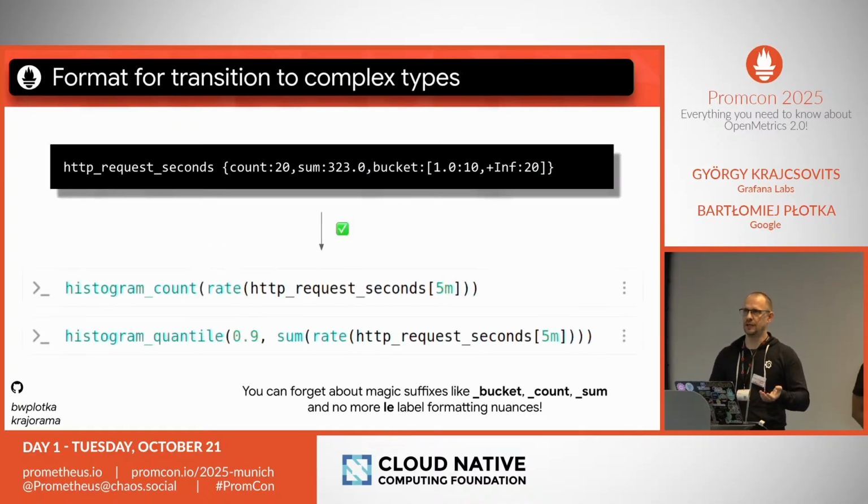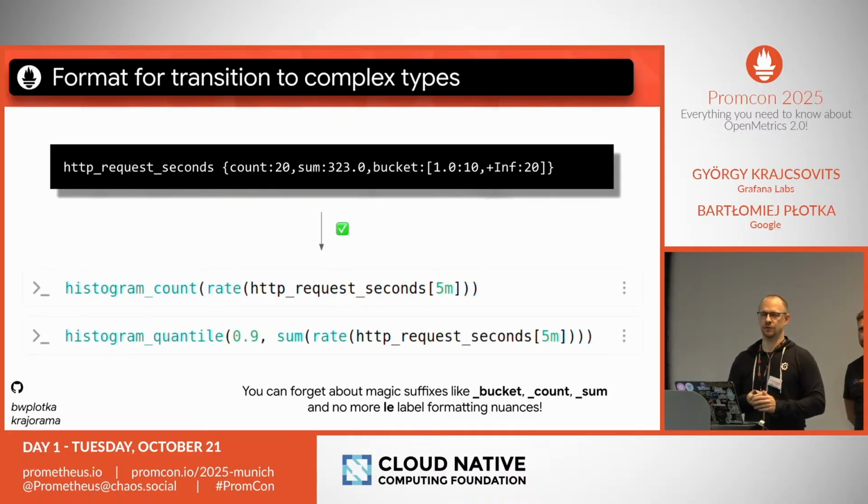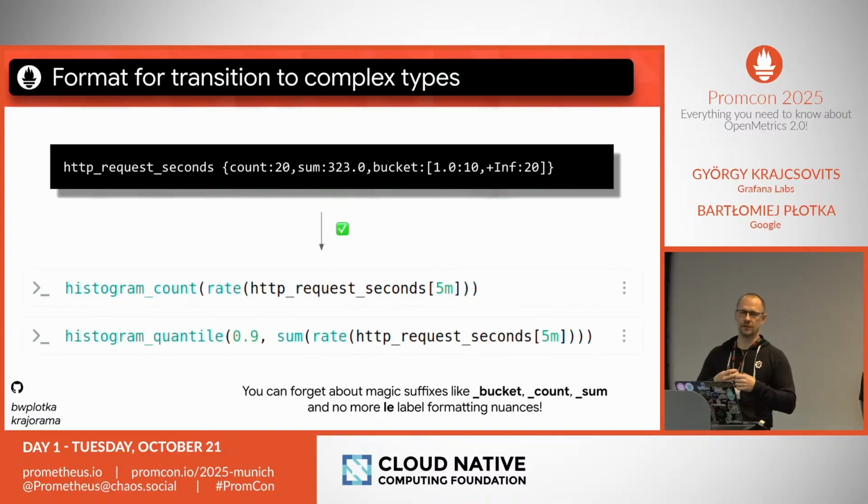So with the future in mind, we propose to use complex types in OpenMetrics 2.0, meaning that you will write your classic histogram like this. It will be a complex type with the count, sum, and bucket in one line. And now the query side is much more like what you see is what you query. It's not perfect because the histogram count you need to use a function for, but at least you can forget about the magic suffixes like sum, count, and you can forget about how do I format a float number for the LE label, which has been a problem.